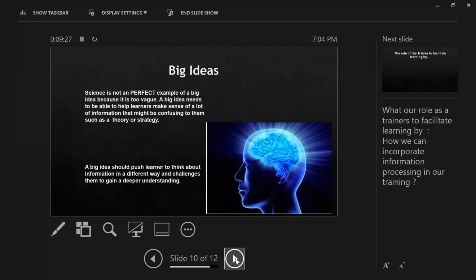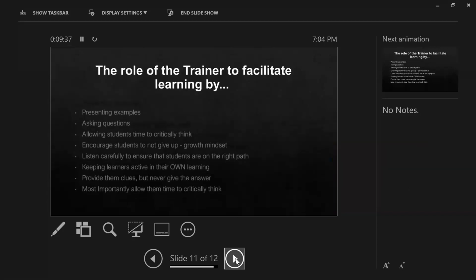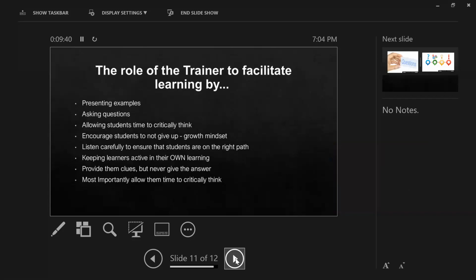When it comes to our role as a trainer, how can we facilitate the learners, and how can we incorporate information processing in our training? What I believe is by presenting examples, asking questions, allowing students to take time to think critically, keeping learners active in their own learning, and providing them clues but not giving them answers, just encouraging them to think critically. All these steps can help us as trainers to facilitate the learning.